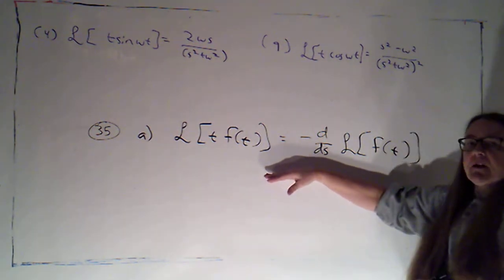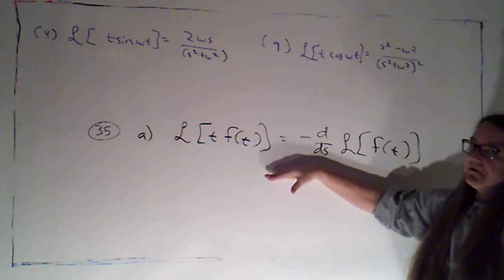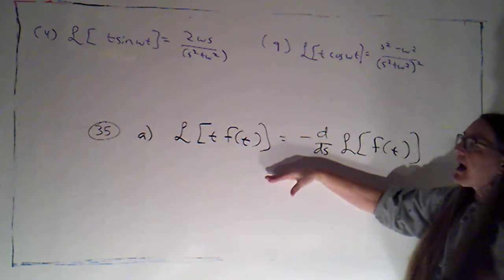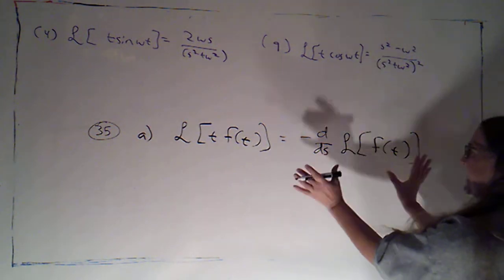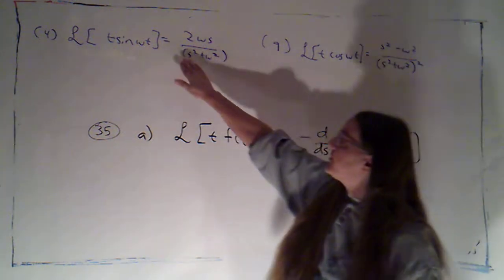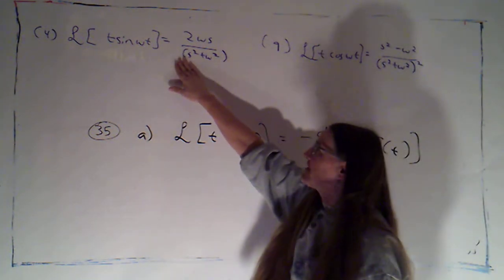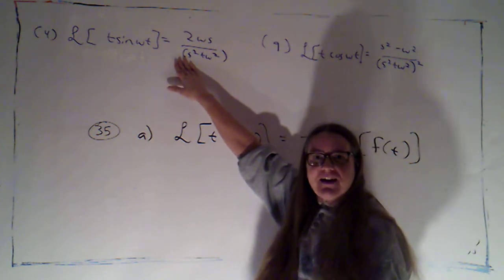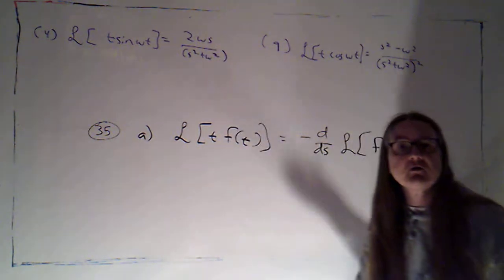I think it's irresponsible of the book to ask you to prove that, because we don't have the tools to prove that at this point. So I have only assigned 35b, which is asking you to take this as given and apply it to prove this formula for sine omega t. So you would basically take the Laplace transform for sine, which is a function of s, take the derivative with respect to s, and you get this. And you could do something similar for cosine.